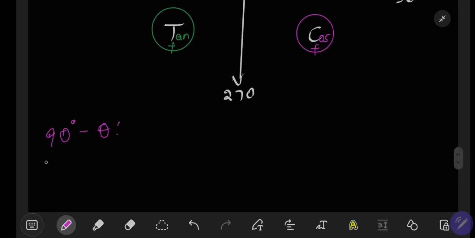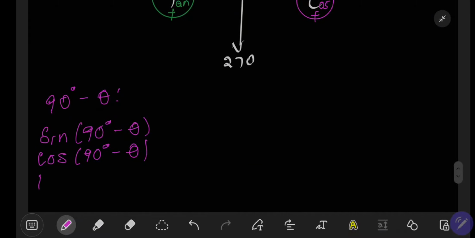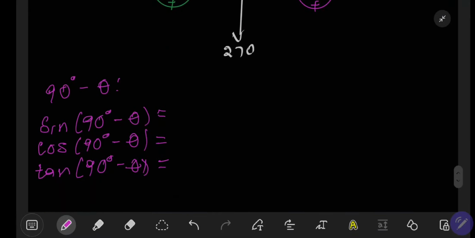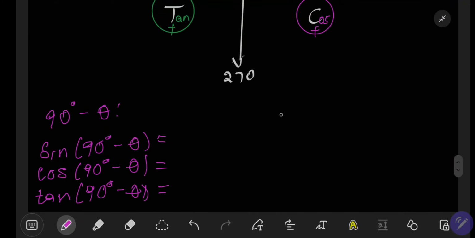So when we have our trig ratios, we have sine of 90 degrees minus theta, and then we also have cos of 90 degrees minus theta, and then we also have our tan of 90 degrees minus theta. All right, so these are our three trigonometric ratios in the first quadrant. Okay, so now we'll come back to the reduction part.